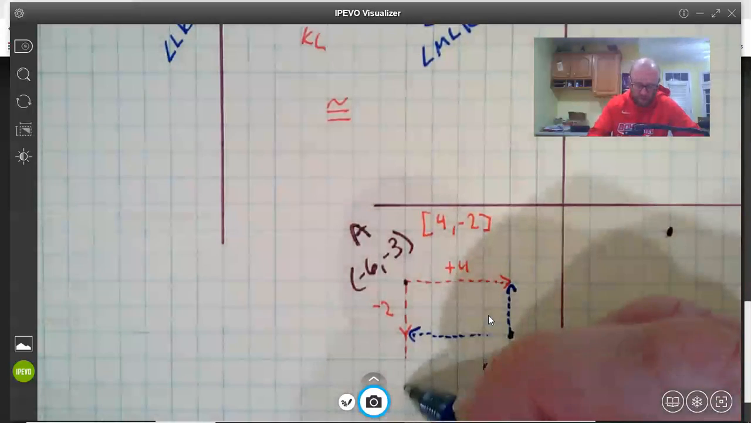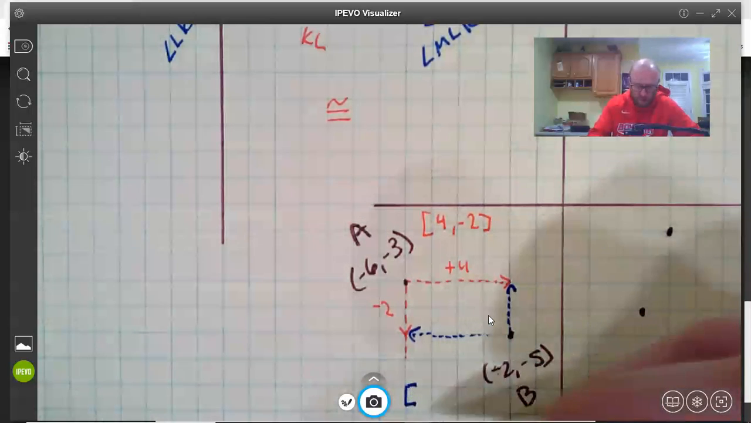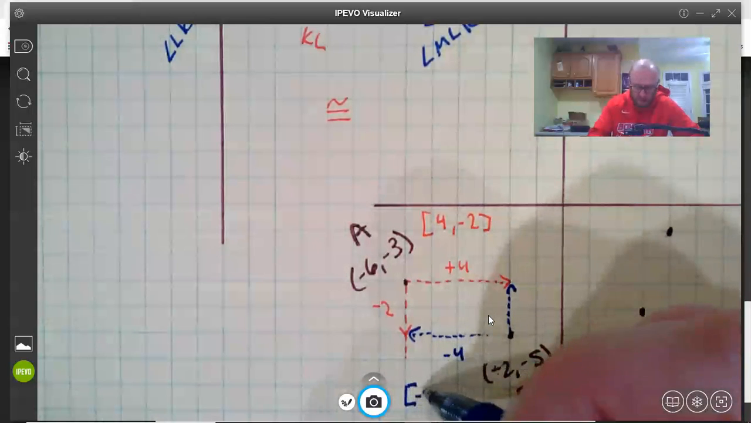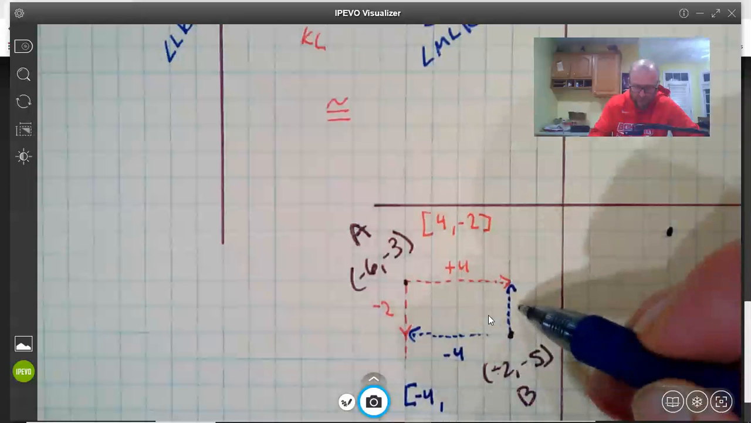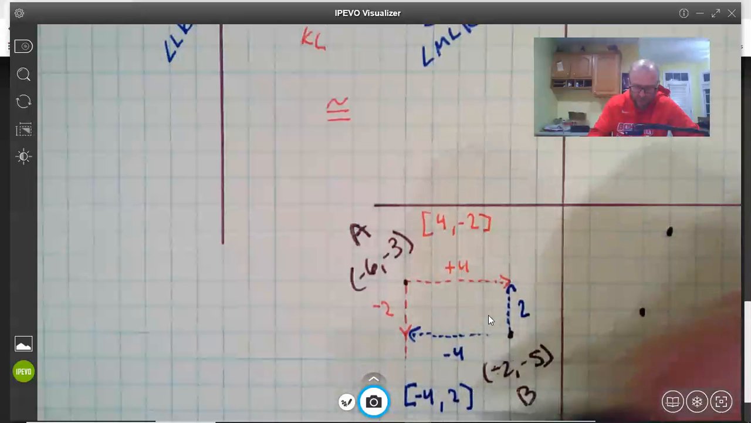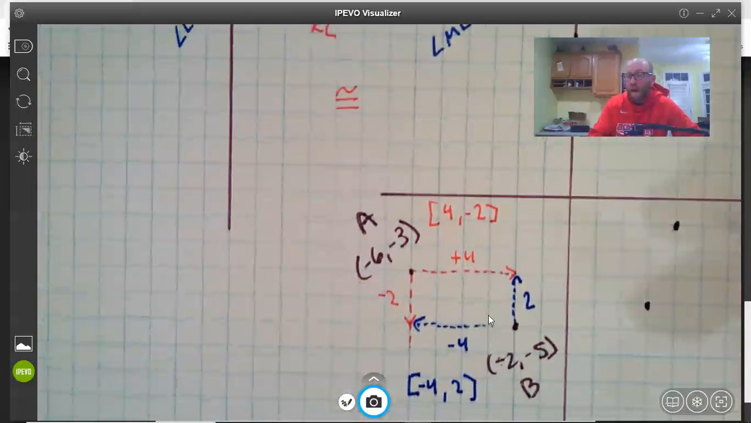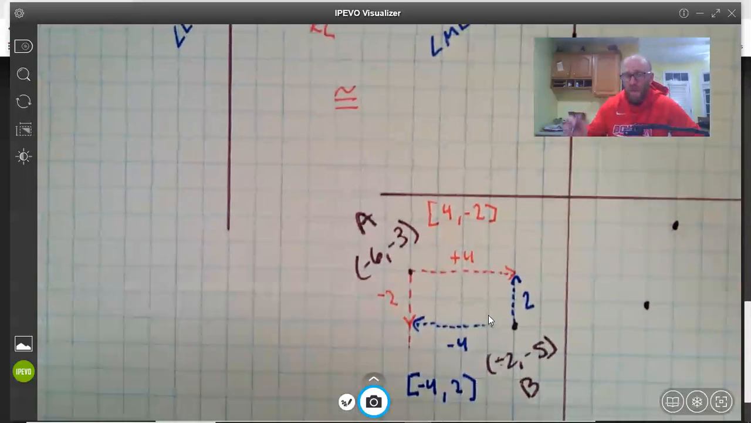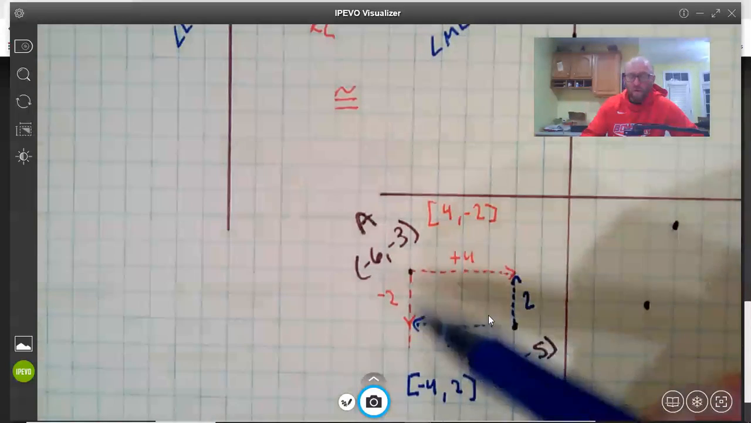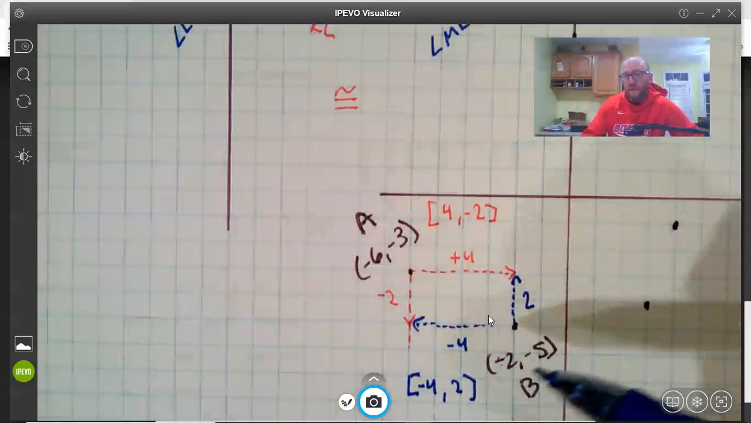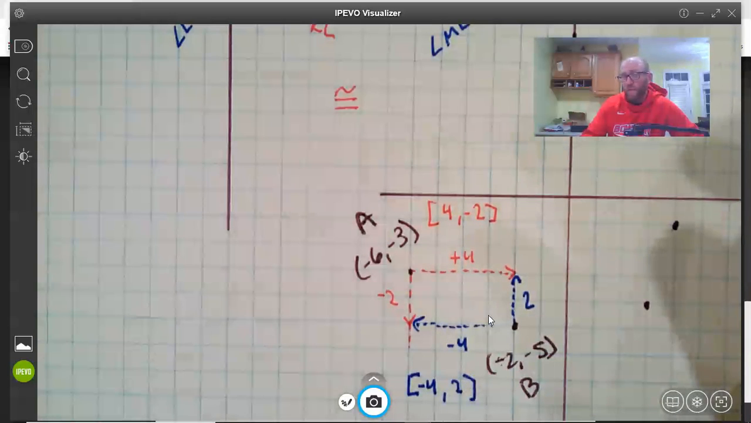So the displacement vector in the return trip would be (-4, +2), which is the opposite of the first vector. That kind of makes sense, since whatever journey I took from A to B would be the opposite of the journey I would take back from B to A.